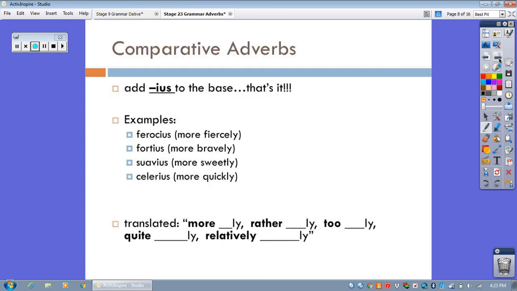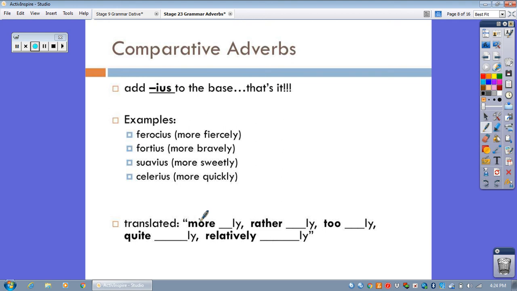Now, the comparative adverbs are really easy. All you do is add these three letters, ius, to the base, and that's it. So ferocius, more fiercely; fortius, more bravely; suavius, more sweetly; celerius, more quickly. Now, here's the important thing to note about comparative adverbs.